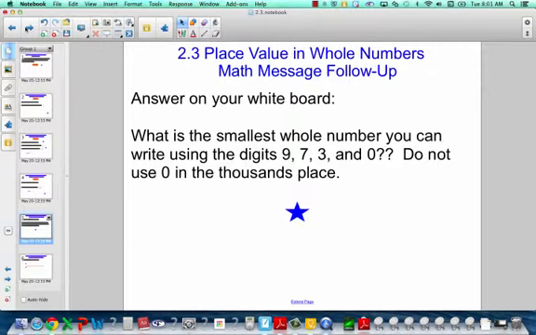What is the smallest number you can write? Pause your video. Start with the 3, then the 0, because you can't start with 0, and then the 7, and then the 9. So we're going up, but we can't put that 0 in the ones or in the thousands place first. So we have to use the next smallest number. 3,079.